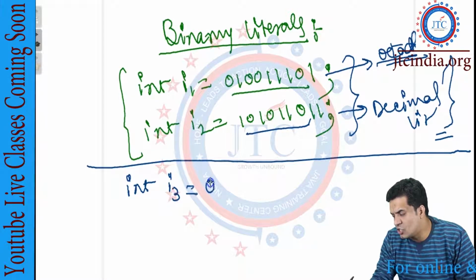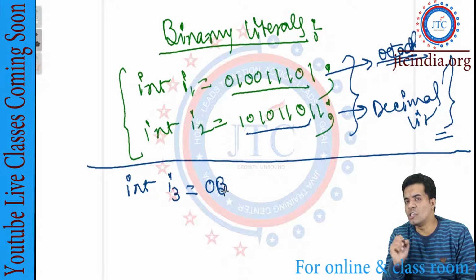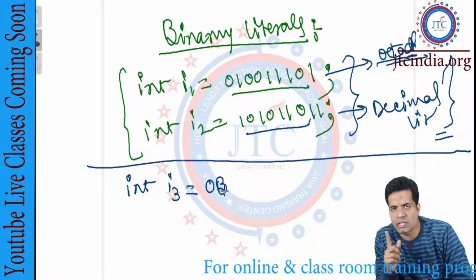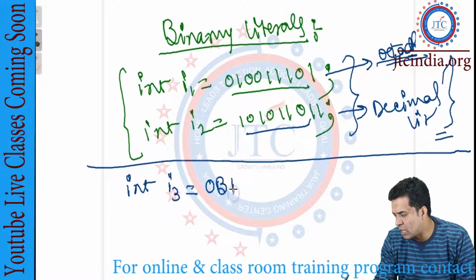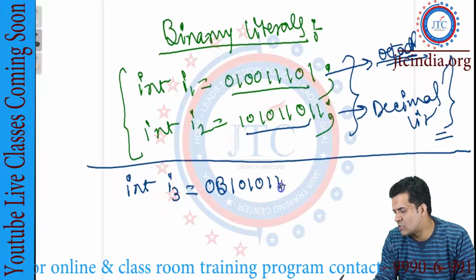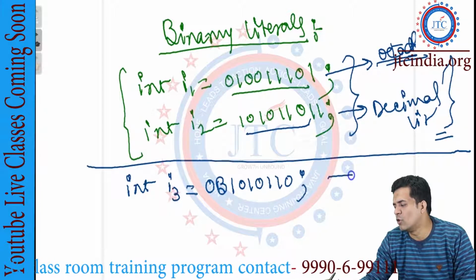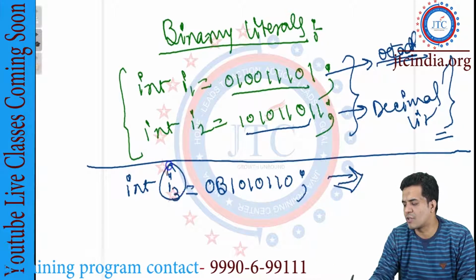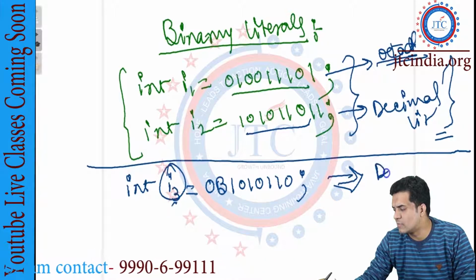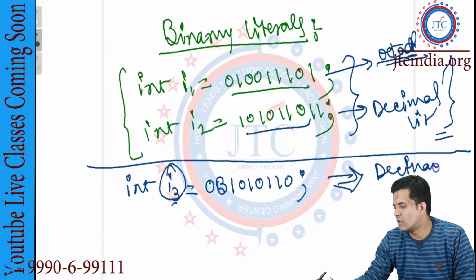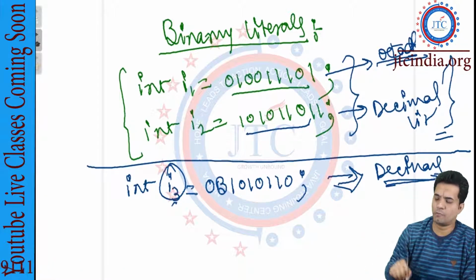So I am writing 0b, either you write small b or the capital B. So 0b 1 0 1 0 1 1 0. This is the binary literal. When you print the value of I1 or I3, it will give the value in decimal.